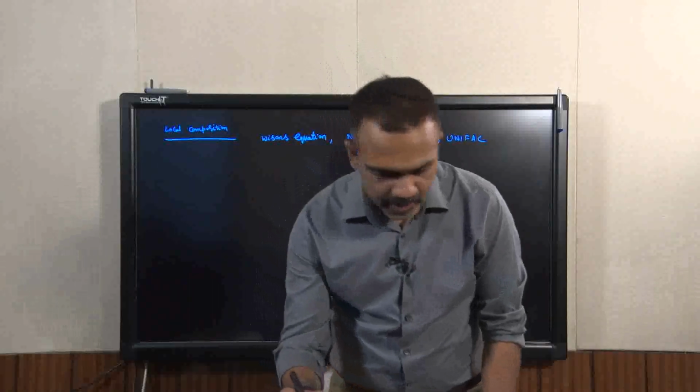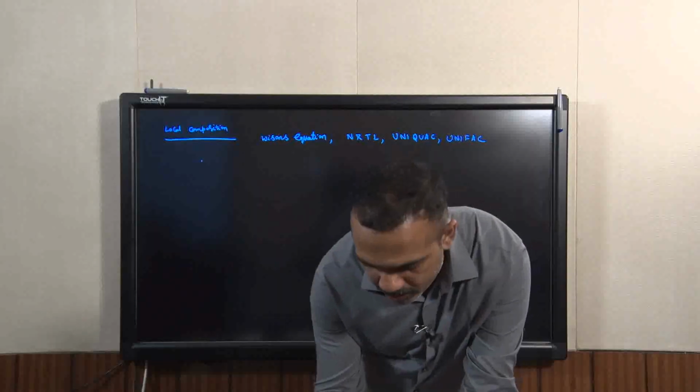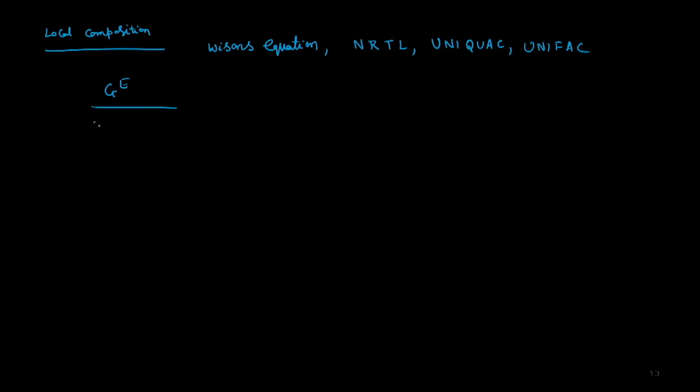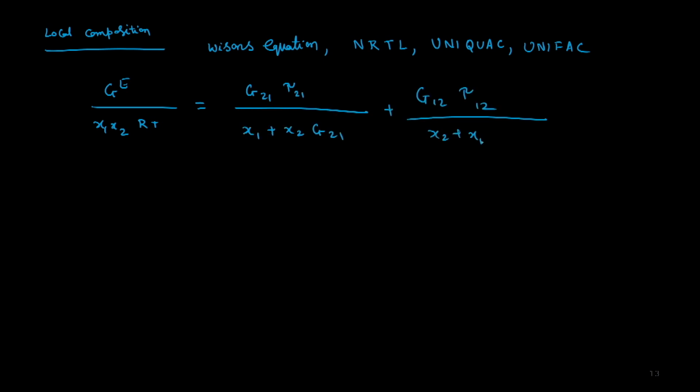So, for example, in the case of the NRTL equation, I'll just illustrate one of them for the sake of an example. In the case of the NRTL equation, GE by RT x1 x2 is given as, and using this model for excess Gibbs free energy, one can derive the relation for activity coefficient 1 as x1 plus x2 G21.